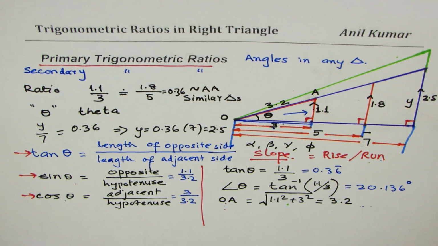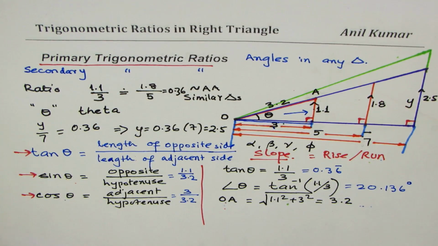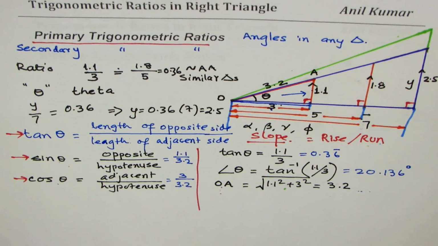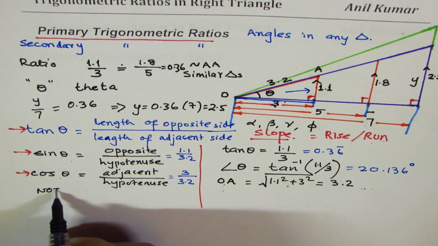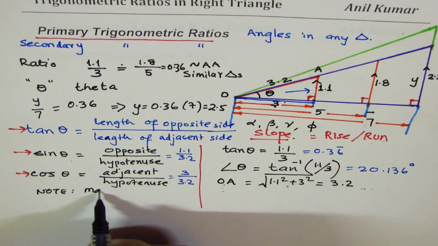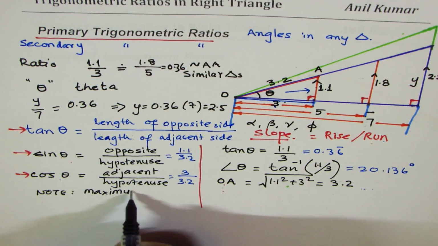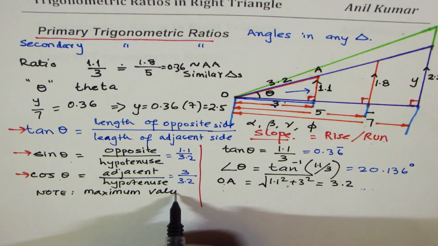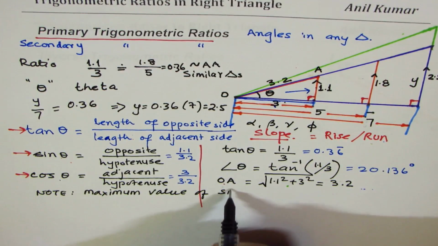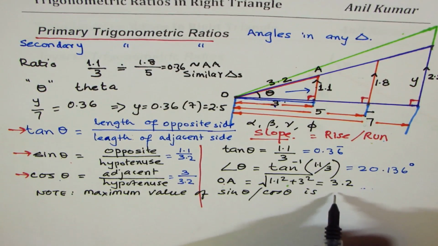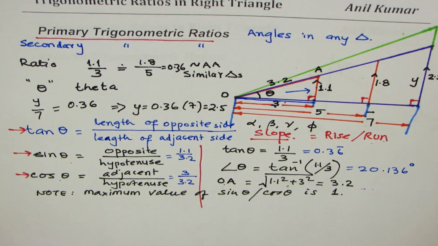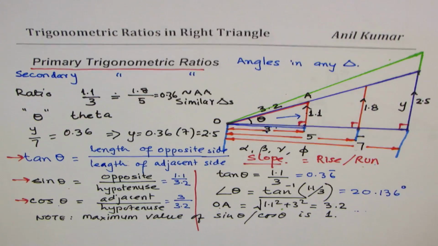So we'll also make a note here that sine and cosine ratios could have a maximum of 1. So let me write down a note here. Maximum value of sine theta and cos theta is 1. Okay. So it is always less than or equal to 1. The absolute value, right, is always at most 1.